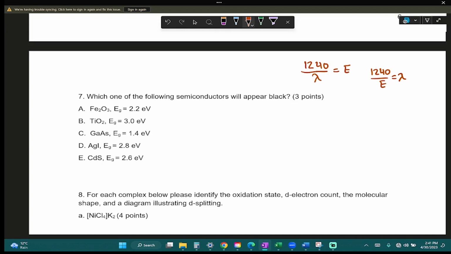So for the first one, we have this iron oxide. It'd be 1240 divided by 2.2. And this gives me 564 nanometers. So what color do we think this is going to appear? I don't have a color wheel on me. Maybe I do. I probably do. Maybe I don't. I lied, I don't. Usually I do. Is that the color it's absorbing or appearing? Appearing. 564.